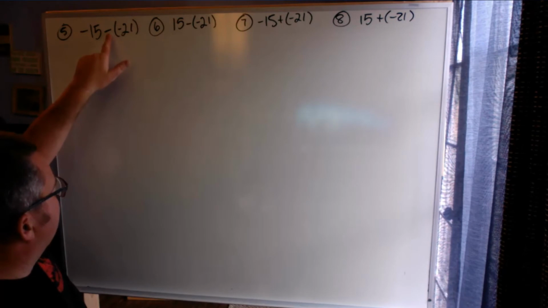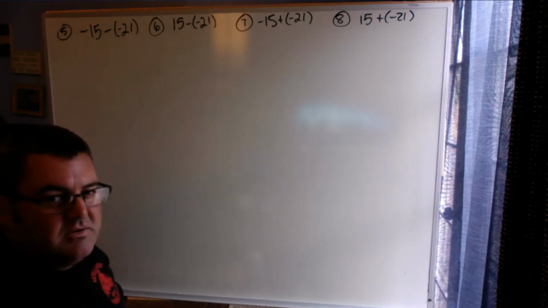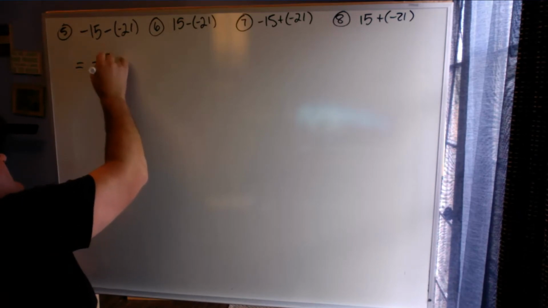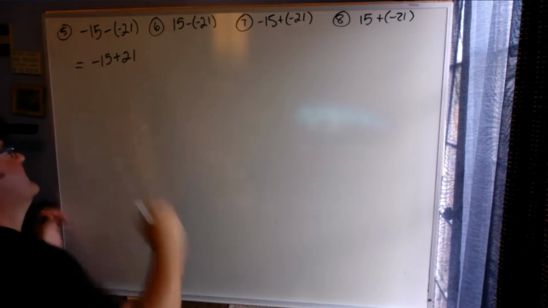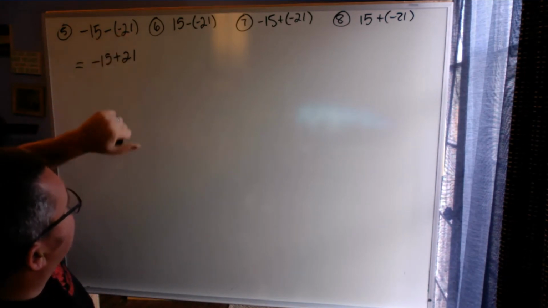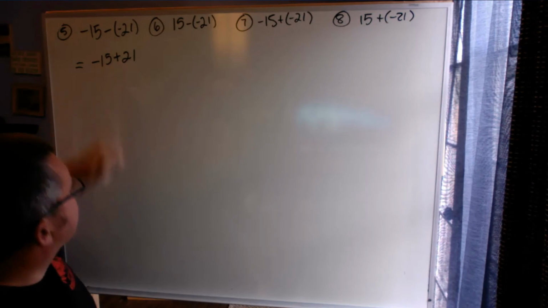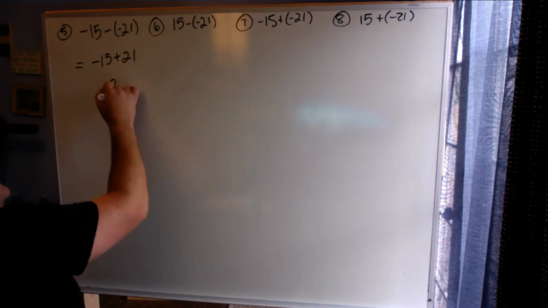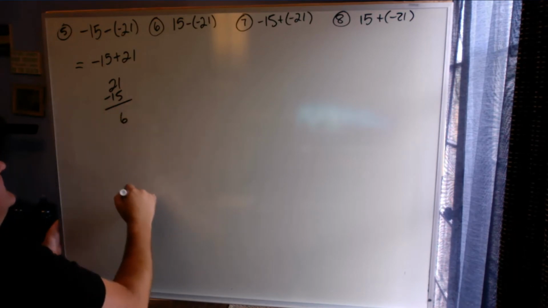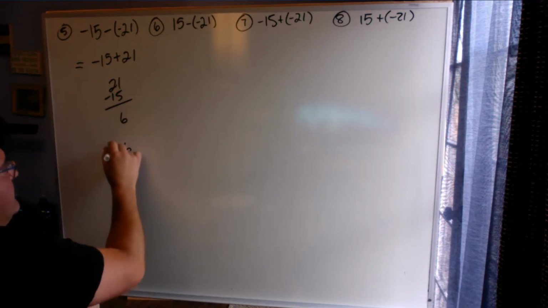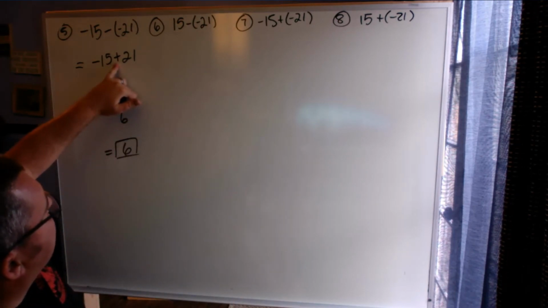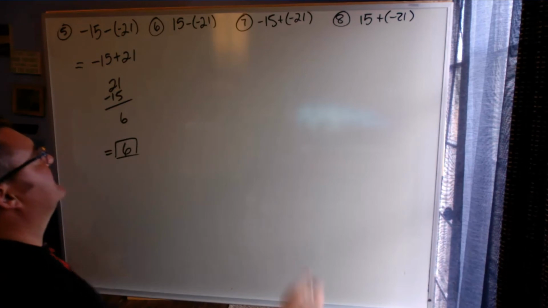Okay, so for number 5, since we have 2 negative signs in a row and the signs are the same, we're going to actually turn this into negative 15 plus 21. So really we're adding there. So now we have a situation where the signs are different. So you're going to tell yourself 21 minus 15, and I think we've established that that's 6 by now. Why is a positive 6? The larger value carries the sign, so it's positive 21.